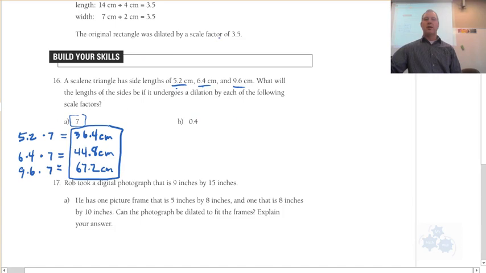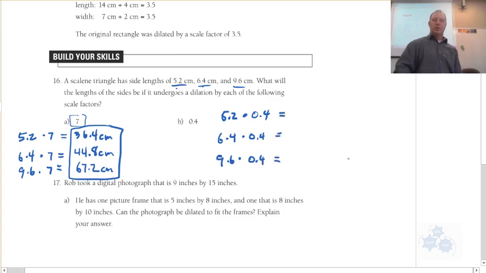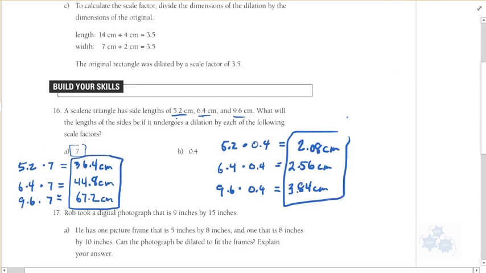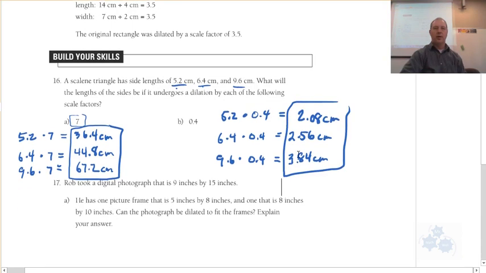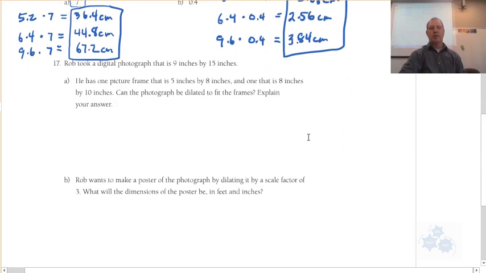Any questions there? Multiply by the scale factor. And you would do the same here for 0.4. So 5.2 times 0.4. And 6.4 times 0.4. And 9.6 times 0.4. Okay, so you can go ahead and finish that first question there. Right, so there should be the numbers for 16b. All right, let's take a look at 17 together because this one is going to take a little bit of thinking. Okay, it's a little bit different.